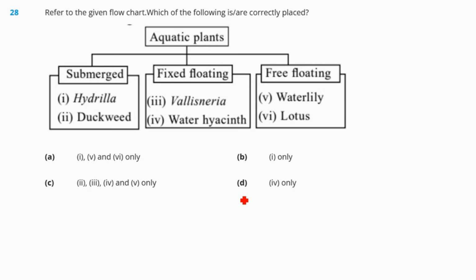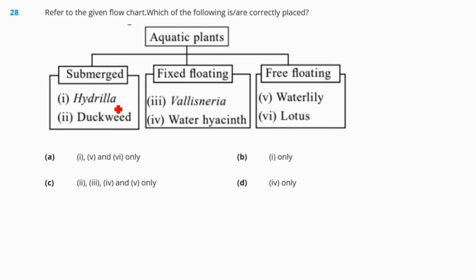Question 28. Refer to the given flow chart. Which of the following is or are correctly placed? Aquatic plants: submerged, floating, fixed floating, and free floating. So if I start from this, free floating: water lily, lotus. Lotus is not free floating because it is attached to the soil. Fixed floating: Vallisneria is fixed floating. Water hyacinth is not fixed floating. Okay, it is not fixed.